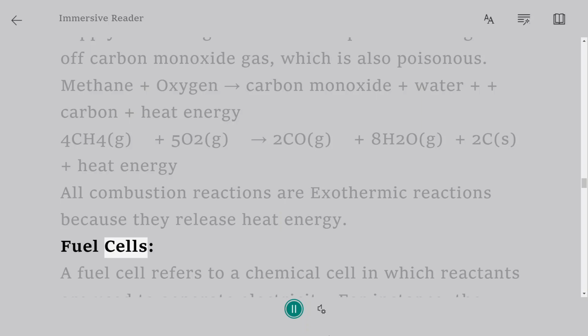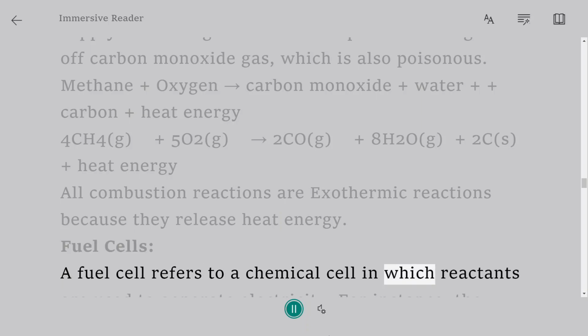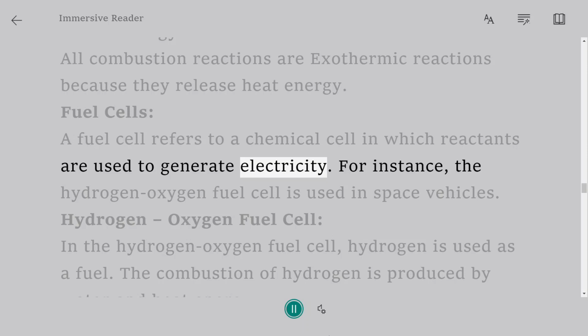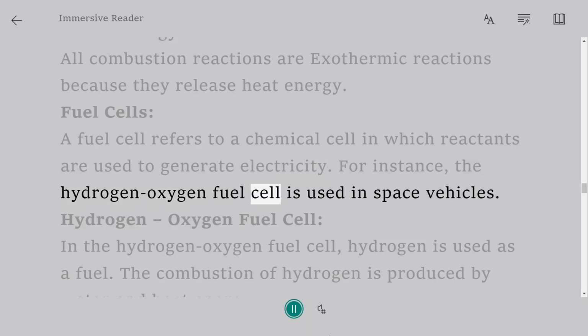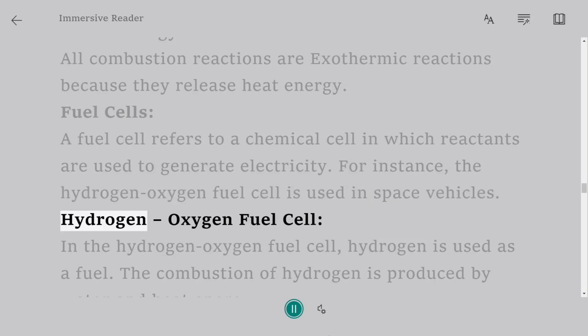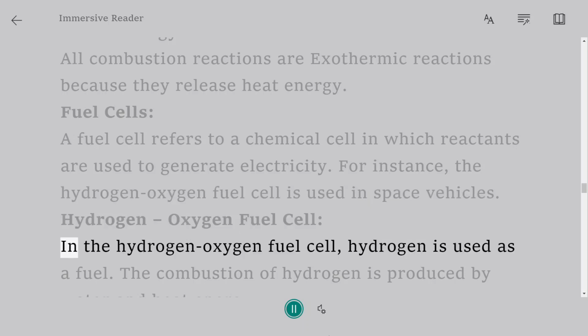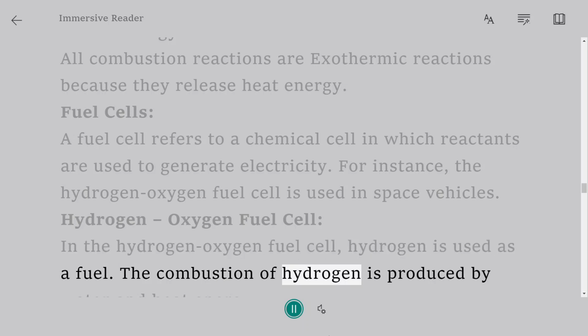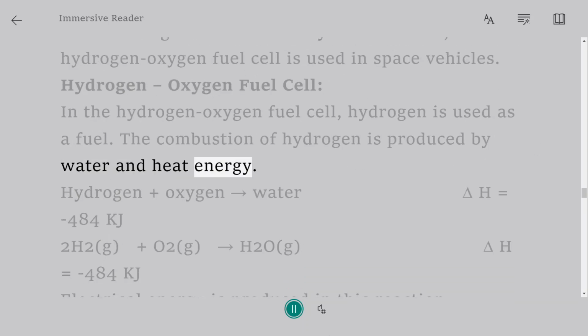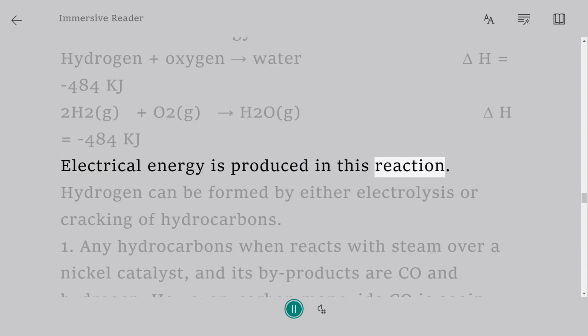Fuel cells. A fuel cell refers to a chemical cell in which reactants are used to generate electricity. For instance, the hydrogen-oxygen fuel cell is used in space vehicles. Hydrogen-oxygen fuel cell. In the hydrogen-oxygen fuel cell, hydrogen is used as a fuel. The combustion of hydrogen produces water and heat energy. Hydrogen plus oxygen yields water, ΔH equals minus 484 kJ. 2H2(g) + O2(g) → 2H2O(g), ΔH = -484 kJ. Electrical energy is produced in this reaction.